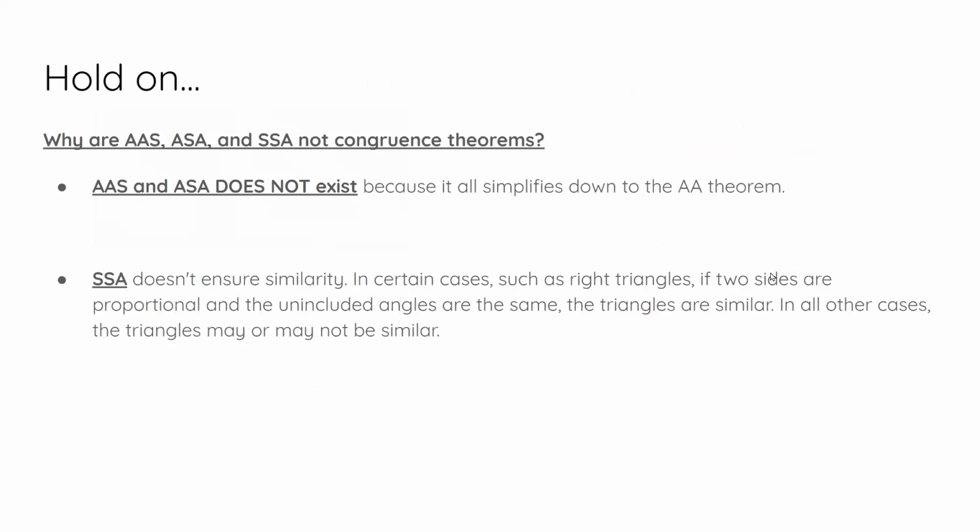Because if you're given two sides and an angle, then the other side is implied in a right triangle. But in all other cases, this may not always work. It may not always indicate congruence or similarity.